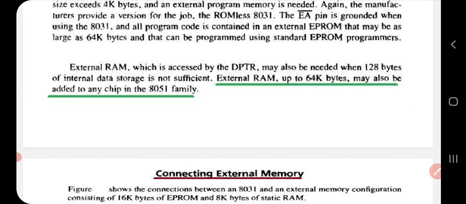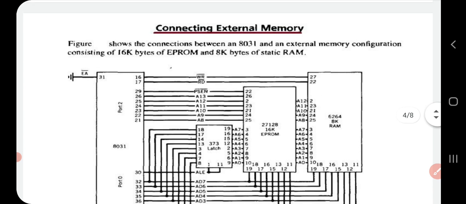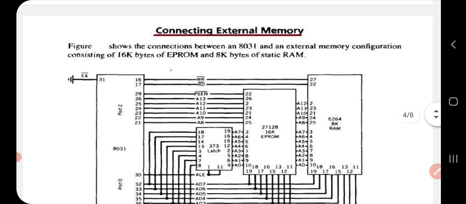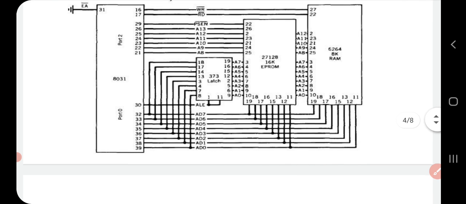External RAM is made up of 64K bytes and it can also be added to any chip in the 8051 family. There is no need of studying this diagram. This has been shown just for your reference. This is how an 8031 is connected to EEPROM. The connection between the 8031 and 16K bytes of EEPROM and 8K bytes of static RAM. How this 8031 is interfaced to this EEPROM and static RAM.